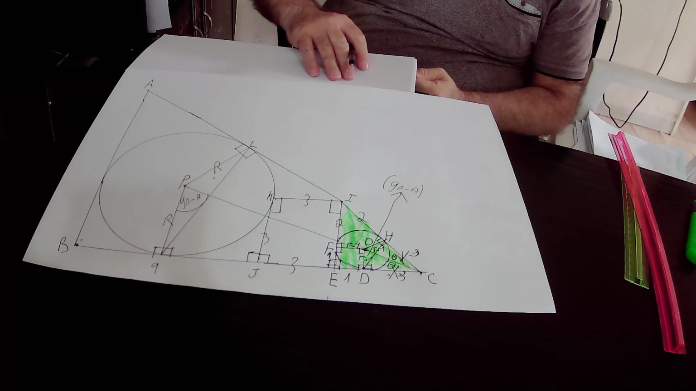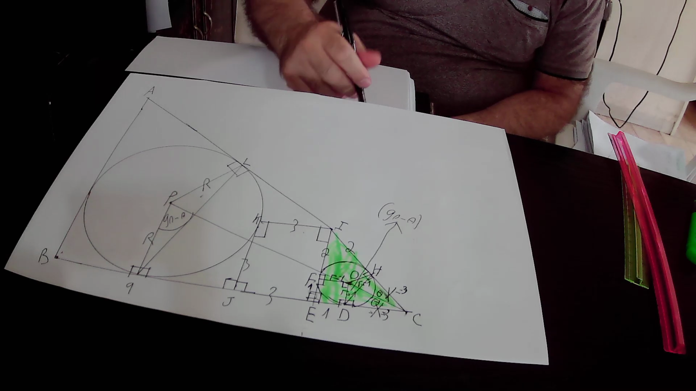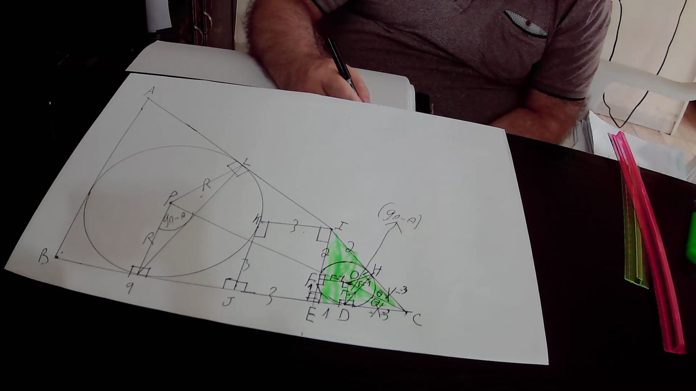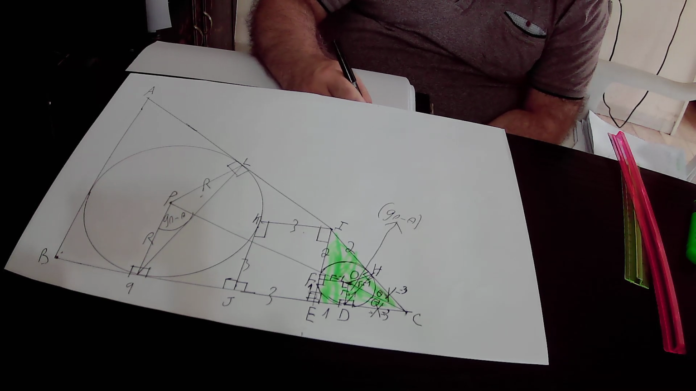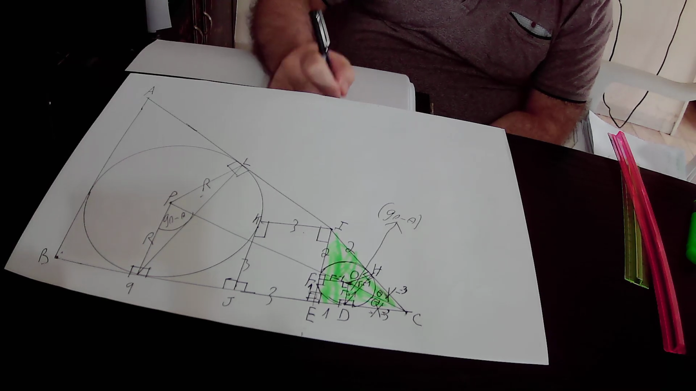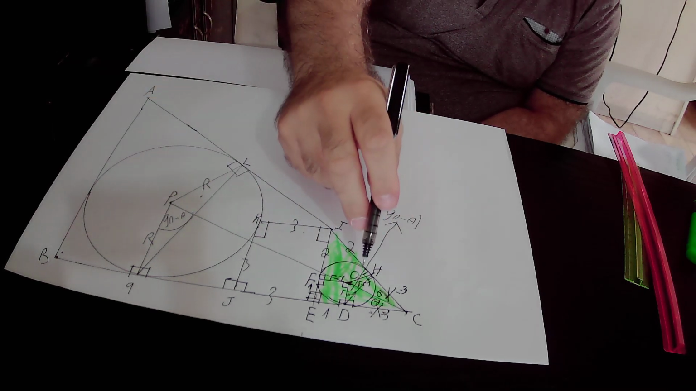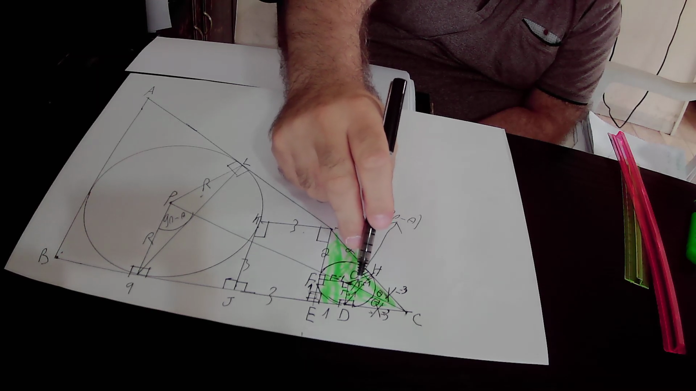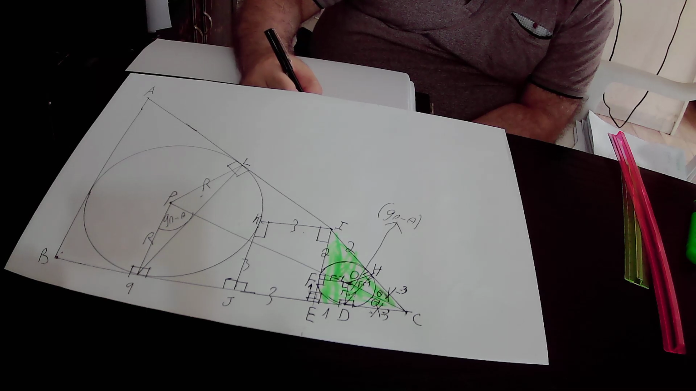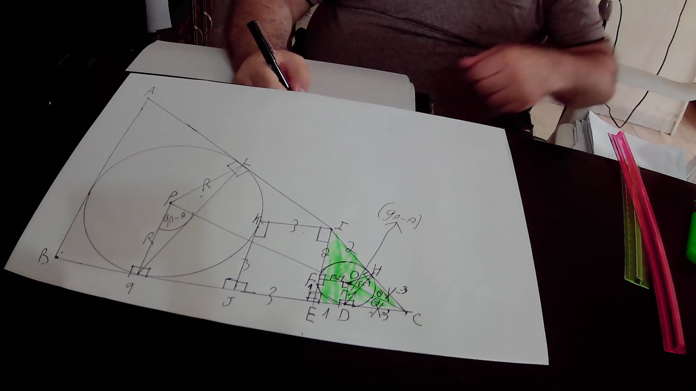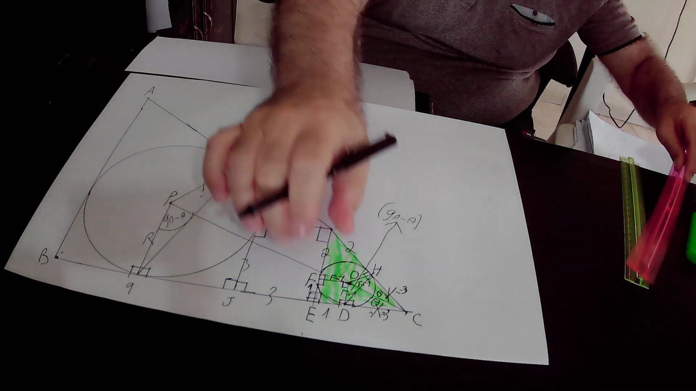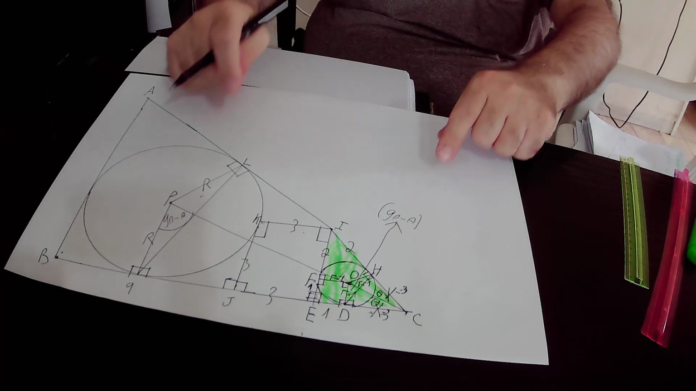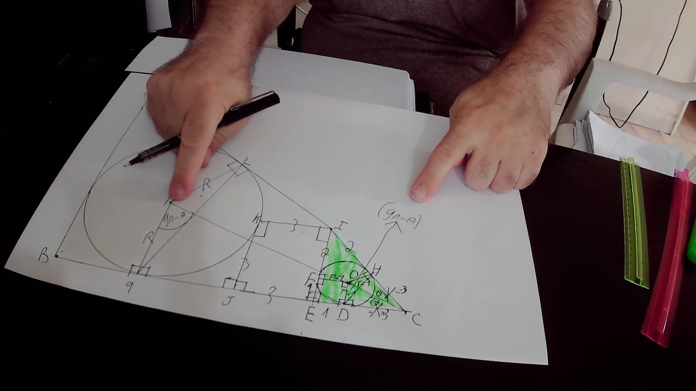We will prove that the big right triangle PQC is similar to the small green right triangle ODC. So why are those two triangles similar to each other? First of all, we just found out that those two angles are both equal to 90 degrees minus theta, therefore they are equal to each other.